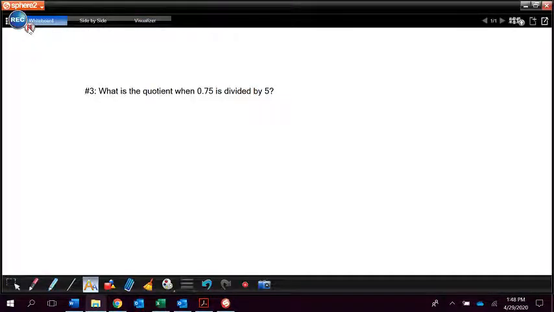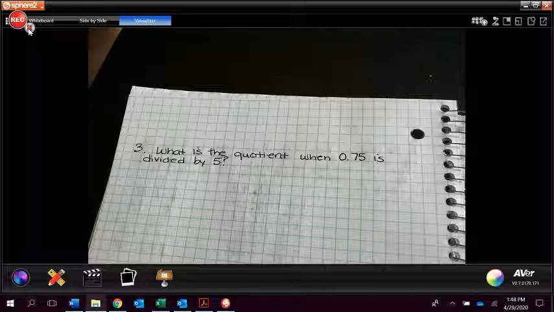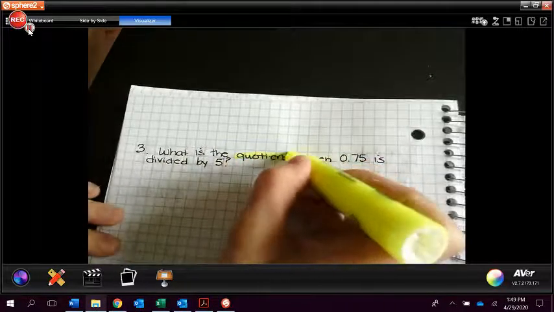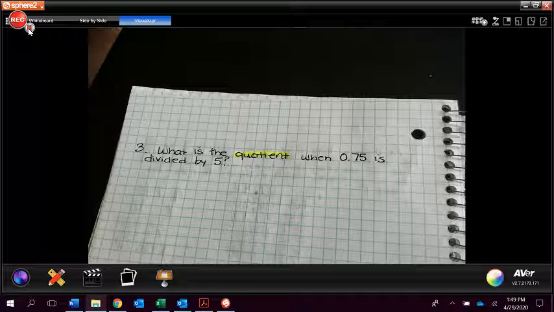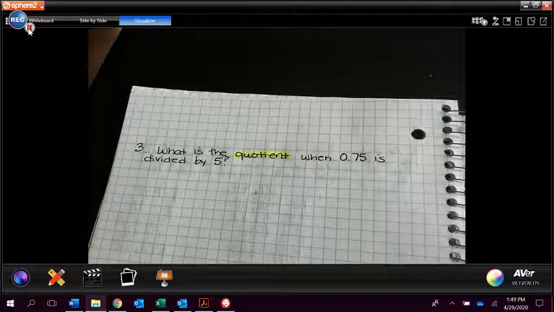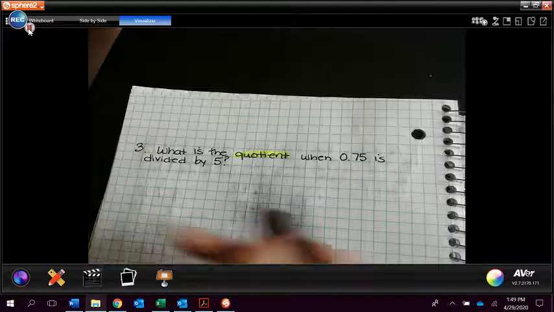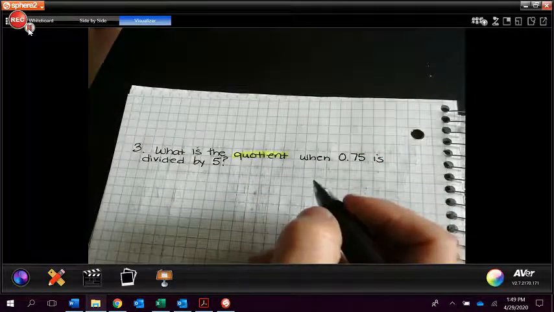We're going to go ahead and do one problem. This is problem number 3. And it says, what is the quotient when 0.75 is divided by 5? So again, go ahead and write the problem down and we will work on it. Alright, so really quick, I'm just going to go ahead and highlight the word. The word that stood out to me was quotient because I already know that that means the answer. So pretty much it's asking us, what is the answer when 0.75 is divided by 5? Very, very simple.